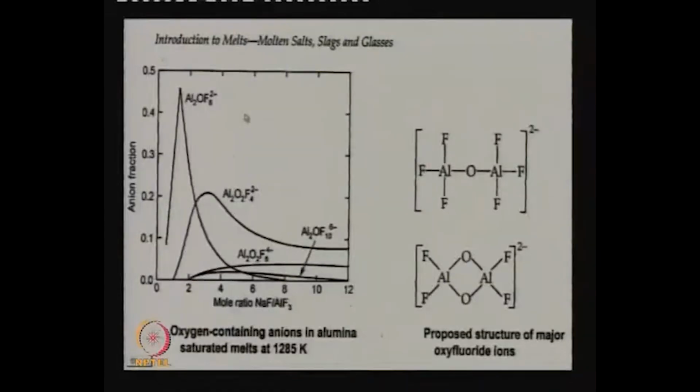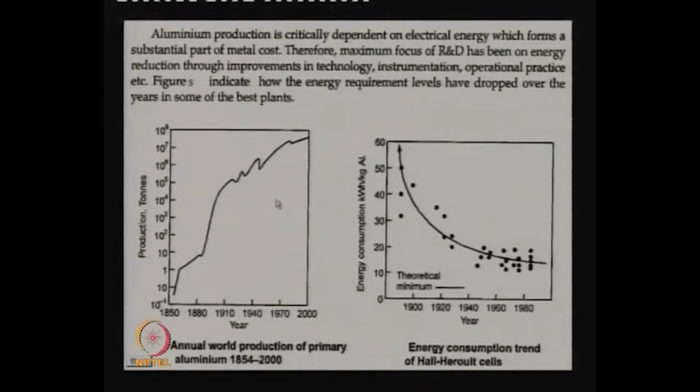There are all kinds of anions existing there, and because of their existence, there is evolution of fluorine gas, there is evolution of other gases that you do not want. Not only do they cause contaminants in the environment, they also bring down the current efficiency through undesirable reactions.